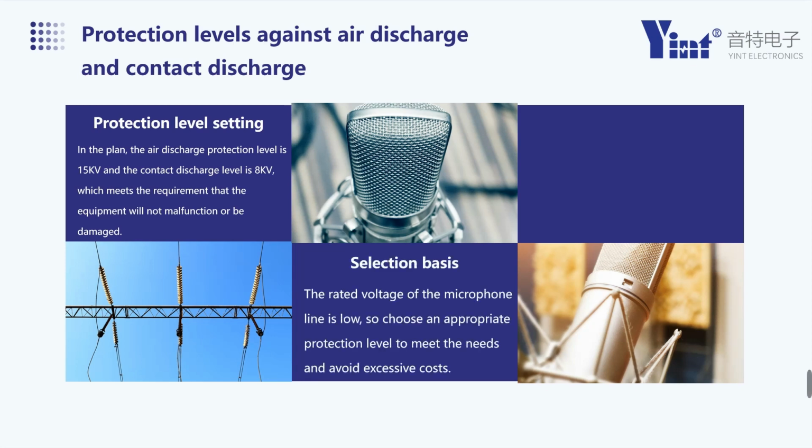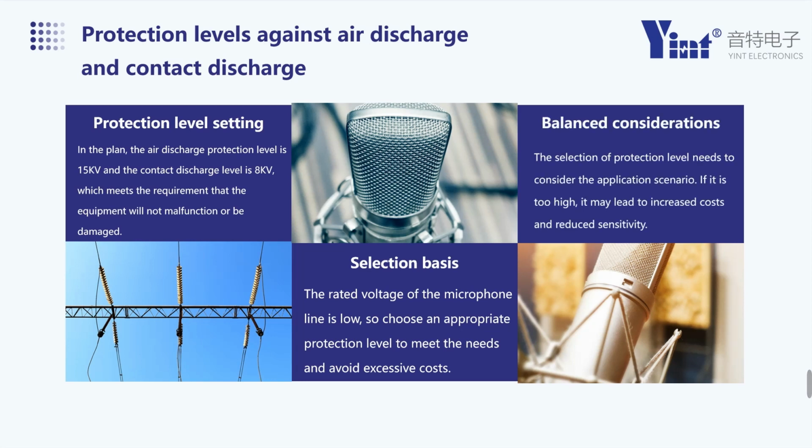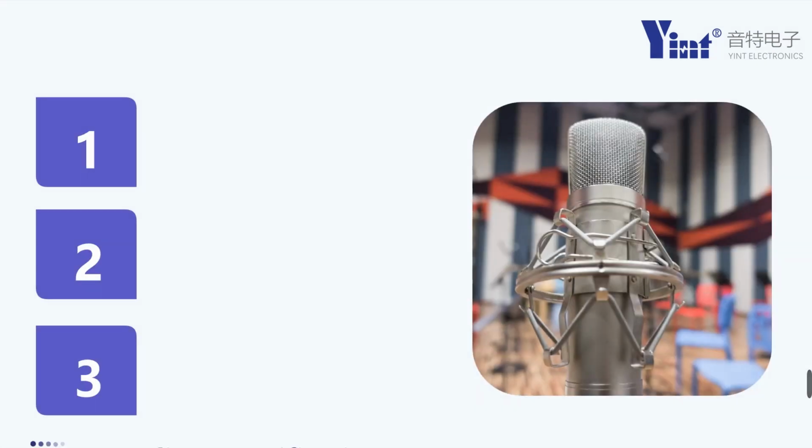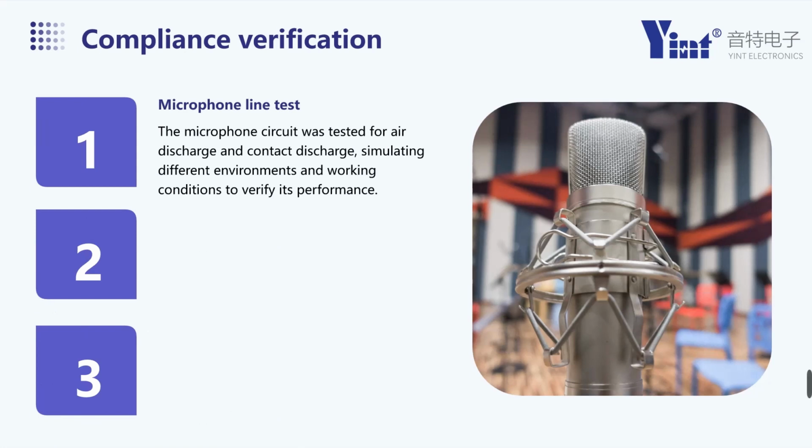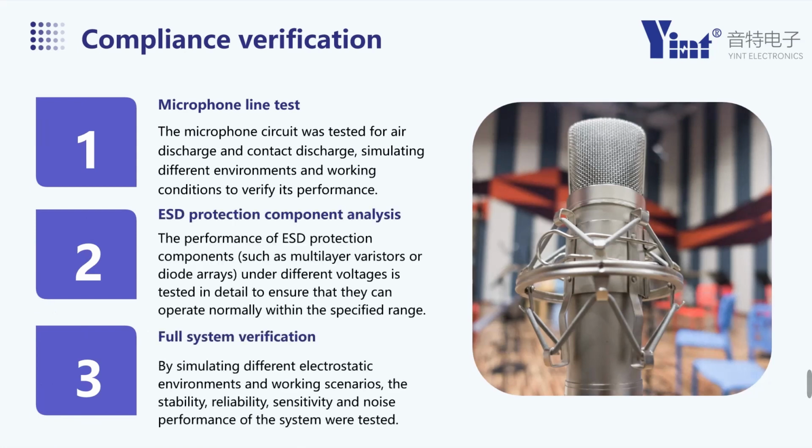The rated voltage of the microphone line is low, so choose an appropriate protection level to meet the needs and avoid excessive costs. The selection of protection level needs to consider the application scenario. If it is too high, it may lead to increased costs and reduced sensitivity. The microphone circuit was tested for air discharge and contact discharge, simulating different environments and working conditions to verify its performance. The performance of ESD protection components, such as multilayer varistors or diode arrays, under different voltages, is tested in detail to ensure that they can operate normally within the specified range.